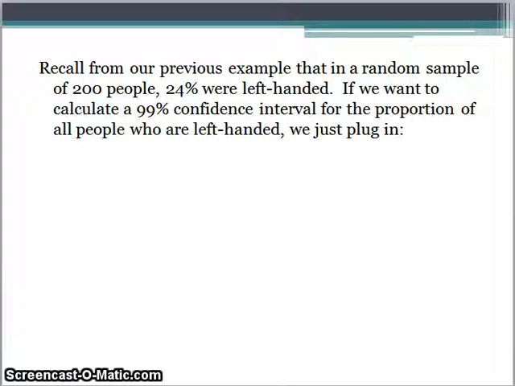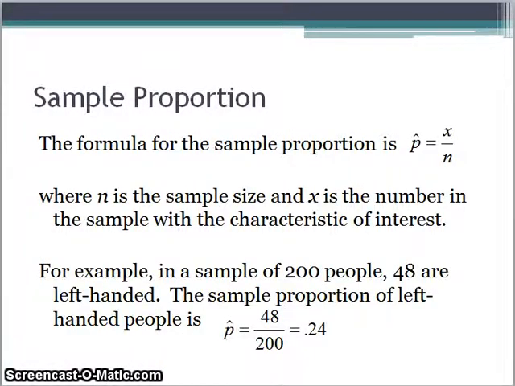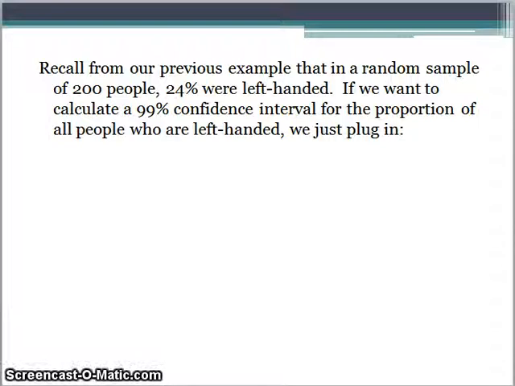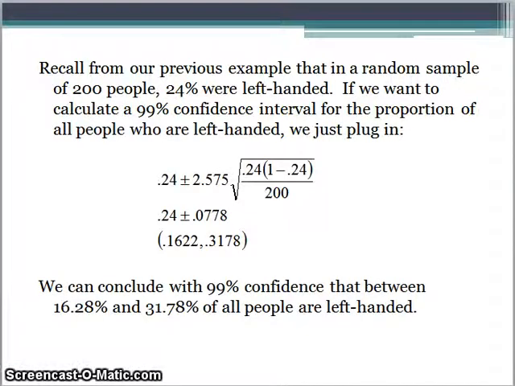So we said we've got 200 people, we've got 24% being left-handed. We want to calculate a 99% confidence interval for the proportion, so we just plug in. And I'm not going to go through that calculation because I wanted to show it to you, but in reality, for our purposes, we're just going to go straight to StatCrunch for that. So you can do them by hand, but you don't have to. But I really want to see you do them in StatCrunch.